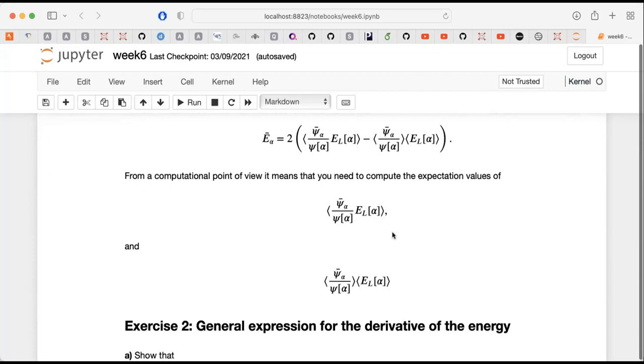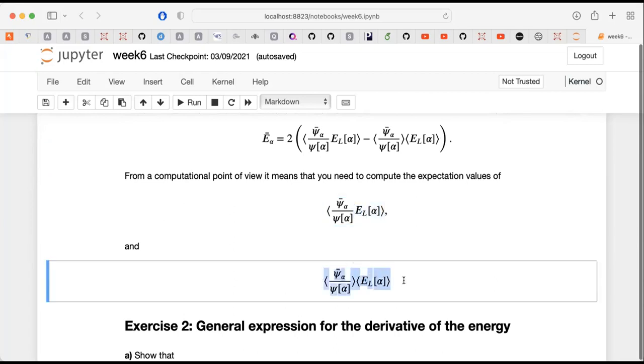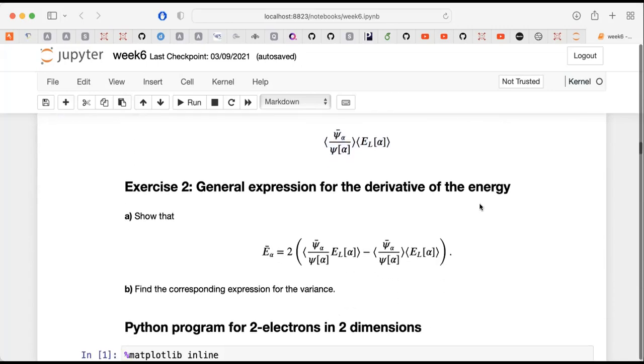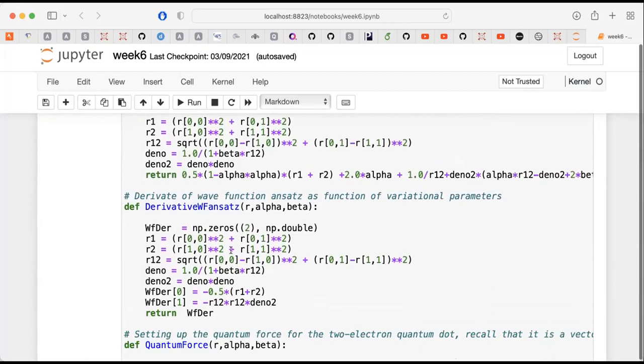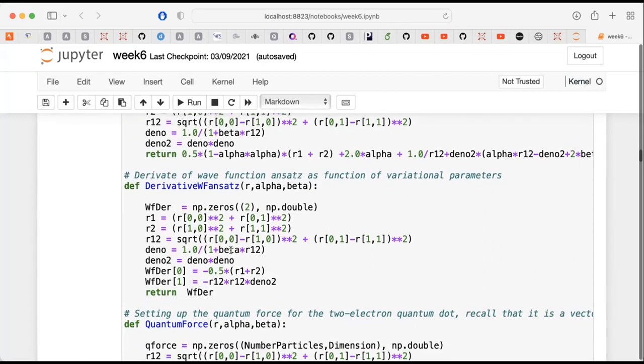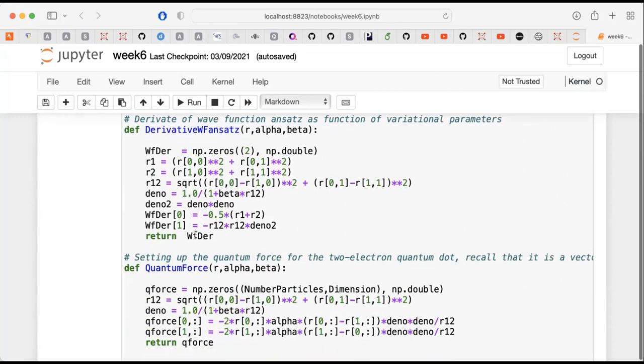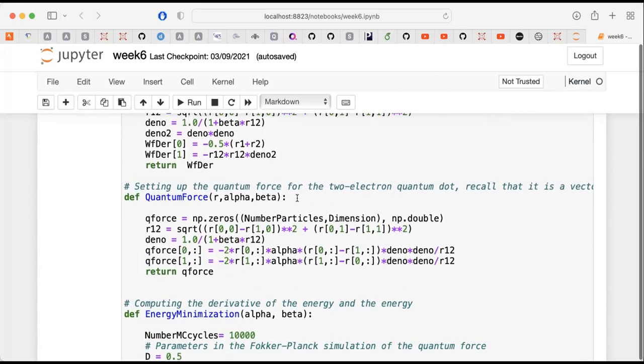And then when we have that derivative, we need to evaluate these two integrals which you see here. Essentially, the code takes the analytical expression for the derivative of the wave function ansatz with respect to the parameters, and that's what it returns here. So the derivative with respect to variable 0 is with respect to alpha, and variable 2 is beta. Then we have the quantum force, which we discussed last week and the week before, which we include in order to perform the importance sampling step.